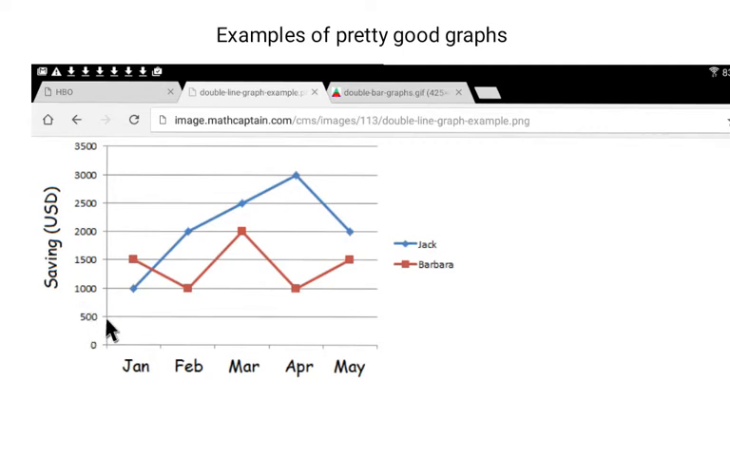Notice that these are consistent. 500 goes by 500s, 1,000, 1,500, etc. And January, February, March, April, May. So it has all the things that you need to see to make it basically a pretty good graph. It's simple. It conveys information very clearly. You can see the ups and downs, and you can see who's saving money and how they're saving it. So this is a pretty good graph.